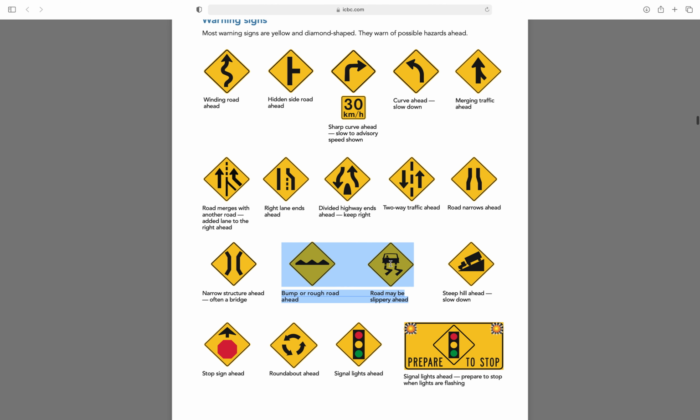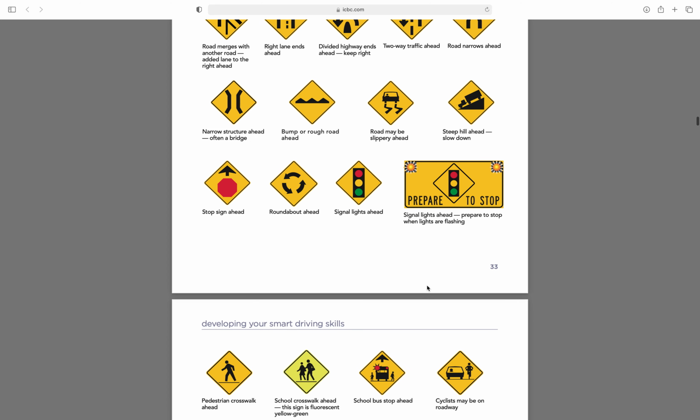The road may be slippery. This is in danger zones where people have crashed before, for both of these signs actually. So when there is a road sign, you do want to be mindful because they don't just put road signs out for fun. It is for your safety.